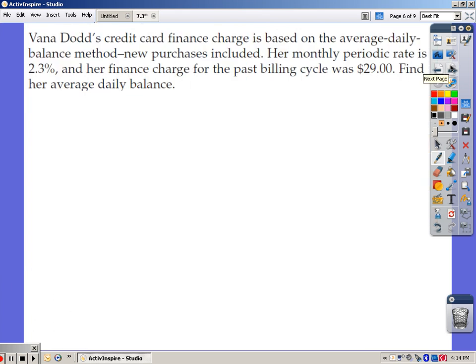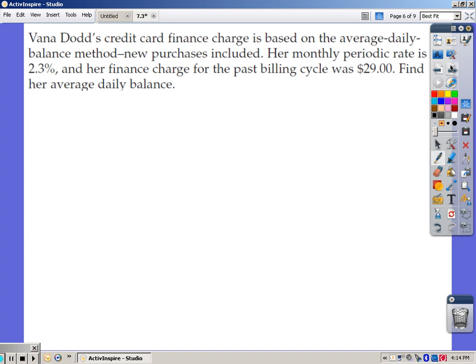Vanadod's credit card finance charge is based on the average daily balance method, new purchases included. Her monthly periodic rate is 2.3%, and her finance charge for the past billing cycle was $29. Find her average daily balance. Okay, real simple.